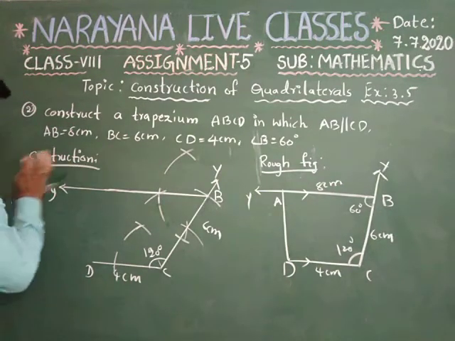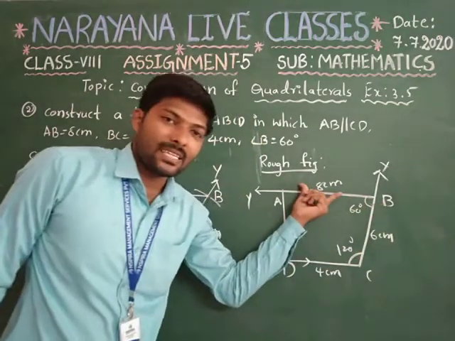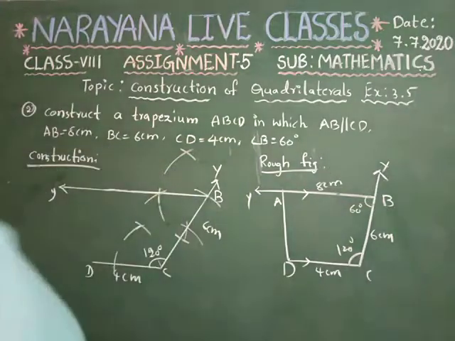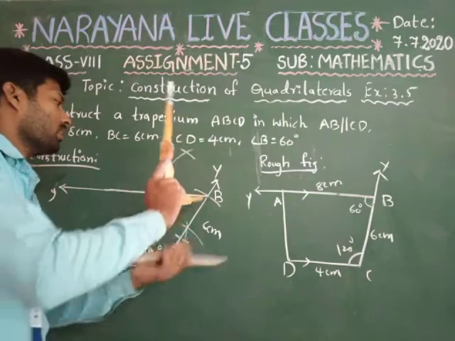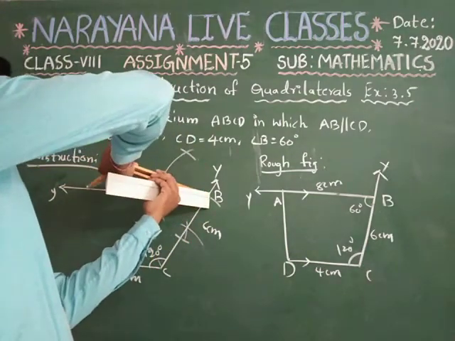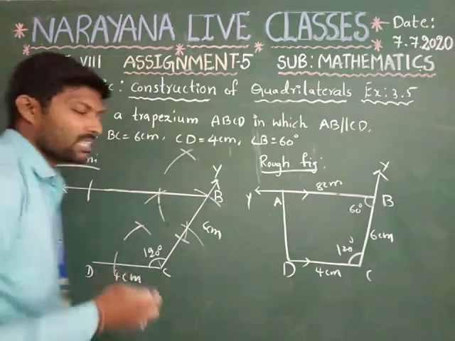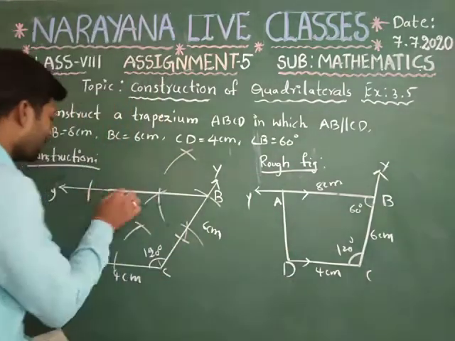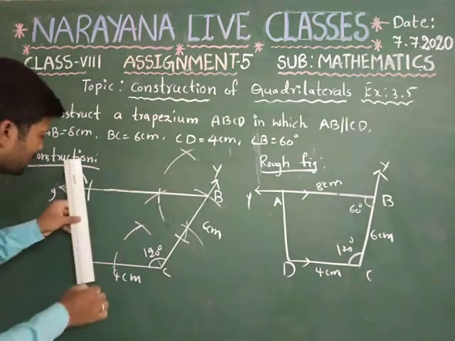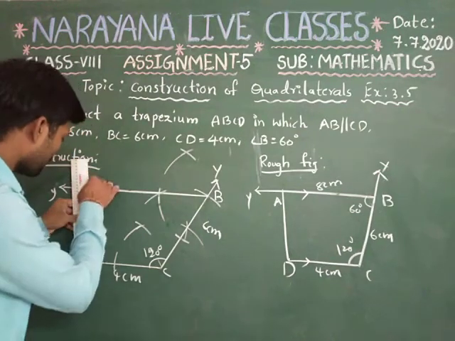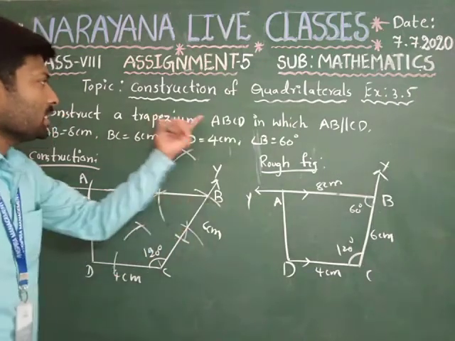Now from point B as the center with radius 8 centimeters, draw one more arc. With radius 8 centimeters, draw one more arc. Now the point of intersection of this arc as well as this ray is nothing but what? Point A. Now you have to join point A as well as D. So hence we can construct a trapezium ABCD.